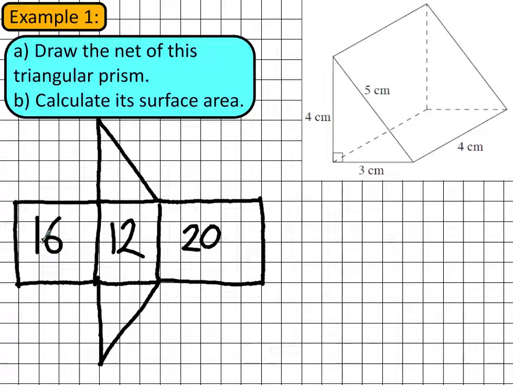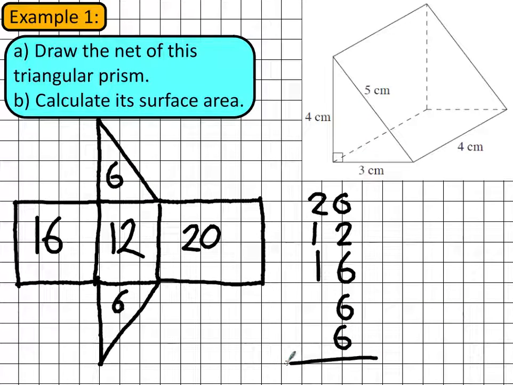Now don't forget, when you're doing triangles, it's the base times the height divided by 2. So 4 times 3 is 12, but divided by 2 is 6. So each of these triangles is going to be 6 each. So we have to add up a 20, a 12, a 16, and a 6 and a 6, and that is going to be our total surface area. So 20 plus 12 plus 16 plus 6 plus 6 comes to 60. So our answer is 60 centimeters squared.